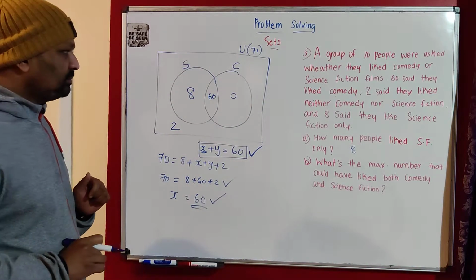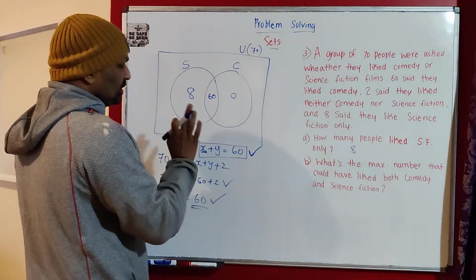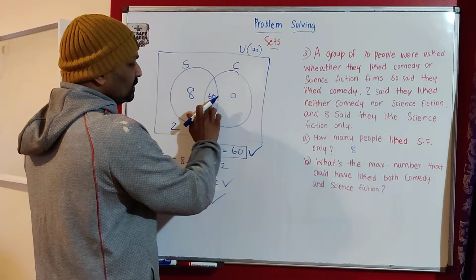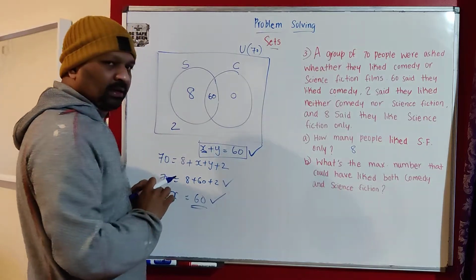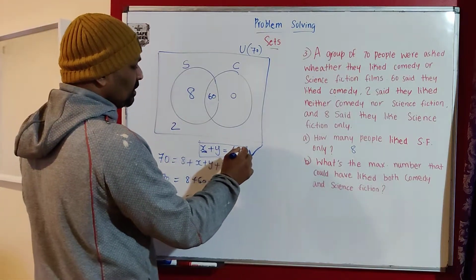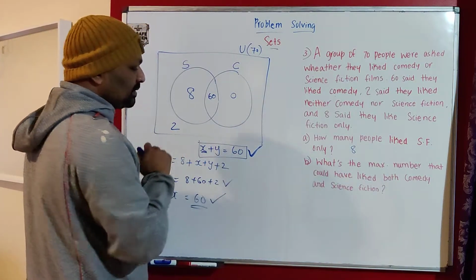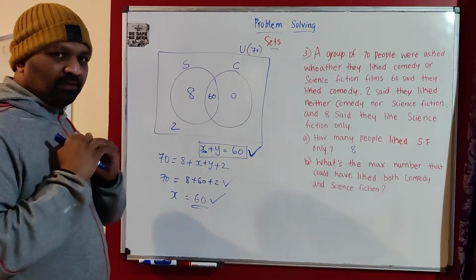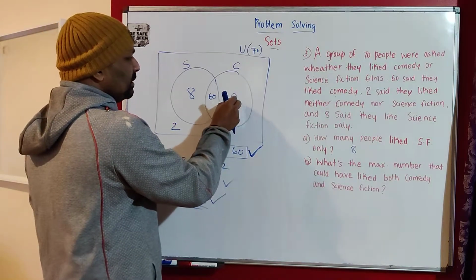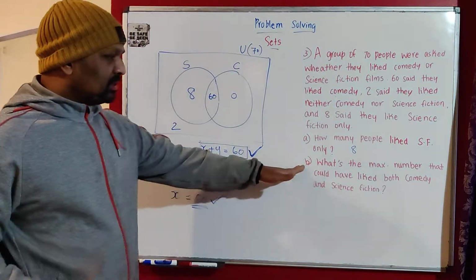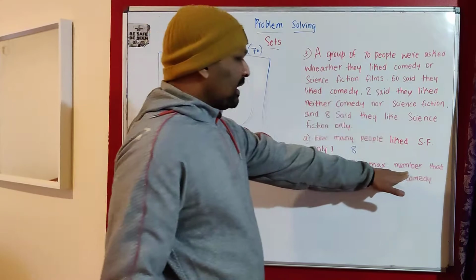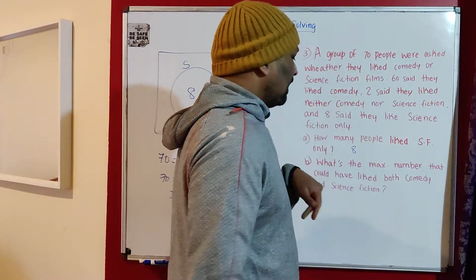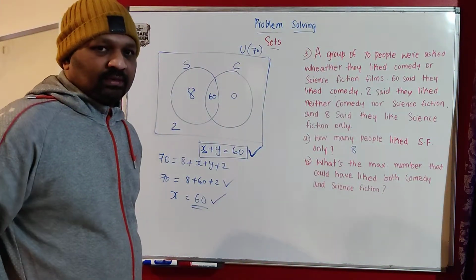The reason why we are not able to clearly tell the number here is that we could establish only one equation, that is x plus y is equal to 60. If there were two equations, we could have solved for x and y and precisely told this is x and this is y. And the question is also asking, what is the maximum number that could have liked both comedy and science fiction?